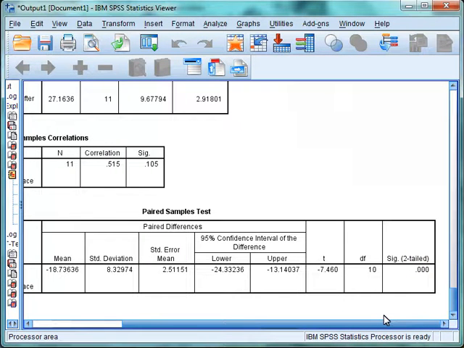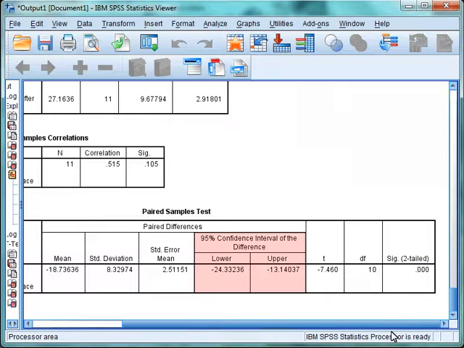If we look at the t for the difference between before and after the race, the t-value is minus 7.46 and the significance value is 0.000, so this is less than 0.001. As this is below 0.05, we know that the difference between the beta endorphin levels before and after the race in this group of runners is statistically significant, with the levels being significantly higher after the race.